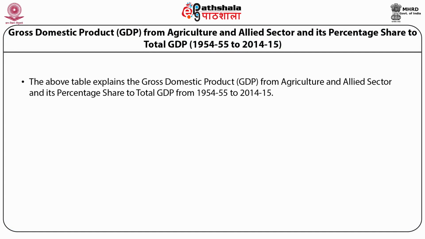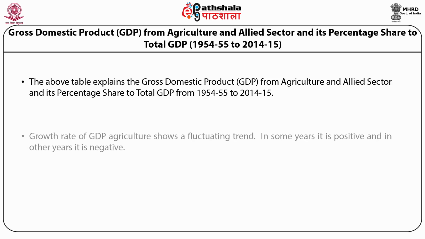The above table explains the gross domestic product, that is GDP, from agriculture and allied sector and its percentage share to total GDP from 1954-55 up to 2014-15. The growth rate of GDP, agriculture shows a fluctuating trend. In some years it is positive and in other years it is negative. But overall, we have seen that share of agriculture in the total GDP has declined over a period of time.